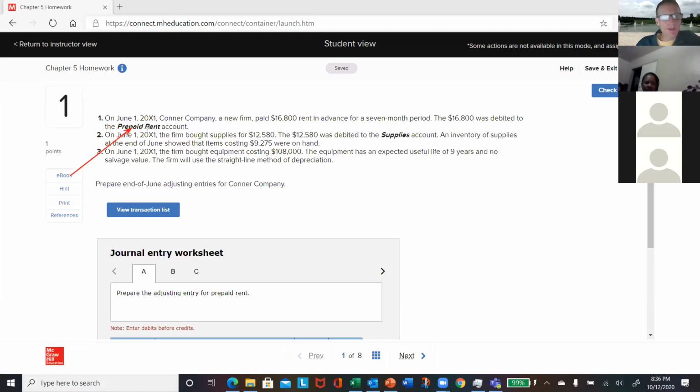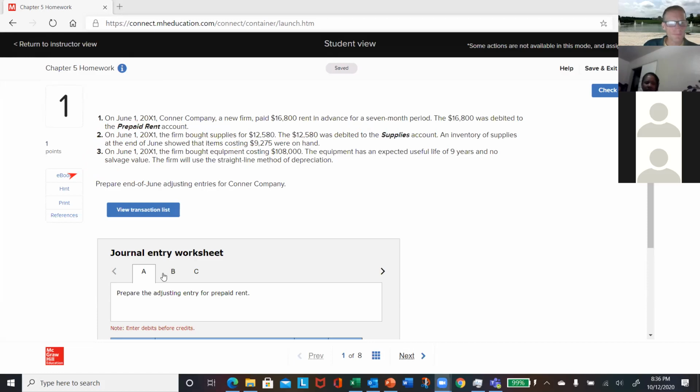Now, this said prepaid rent. If this said prepaid insurance or prepaid taxes or prepaid anything, it would basically work exactly the same way. We debit prepaid, and then you look at the time period for adjustment, and in this case, we just divided by 7 because it was for 1 month. That was an easy one. All right, let's look at the next one.